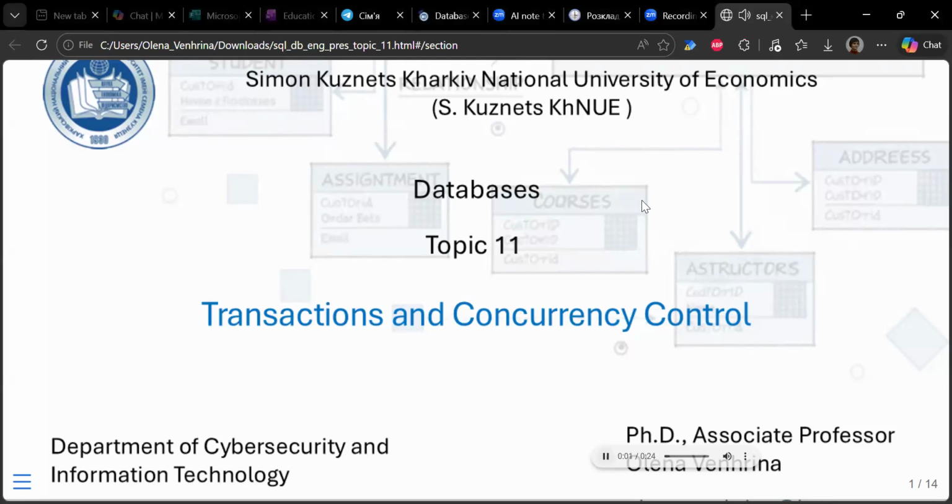Hello, everyone. Today's lecture topic is fundamental to understanding how modern DBMSs ensure data correctness and integrity. We will talk about transactions, a mechanism that allows complex operations to be executed as a single unit. And we will look at how systems manage data access when hundreds of users are working with it simultaneously.